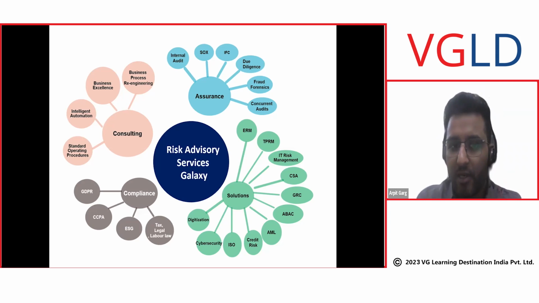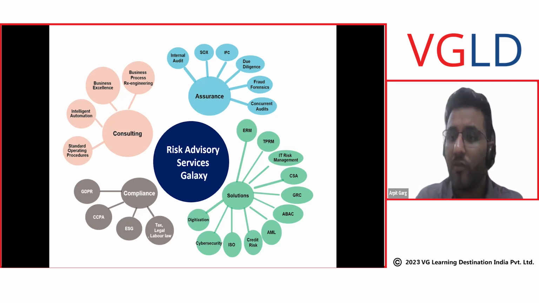Likewise, besides solutions, if we look at compliance, on the compliance side we can look at GDPR compliance, which is General Data Protection Regulation, which is for the data privacy laws for European countries. Similarly, we have CCPA, which is California Consumer Privacy Act. We have ESG, a buzzword in today's world, which is environment, social, governance advisories, audits, tax, legal, and labor law related compliance. All of it, we can take roles in terms of risk compliance also.